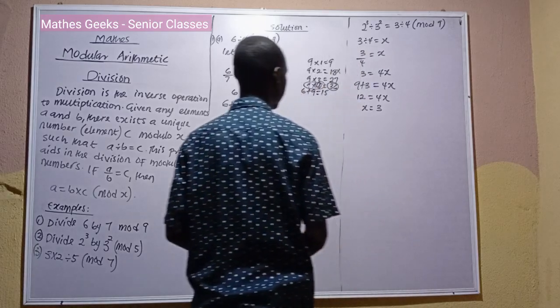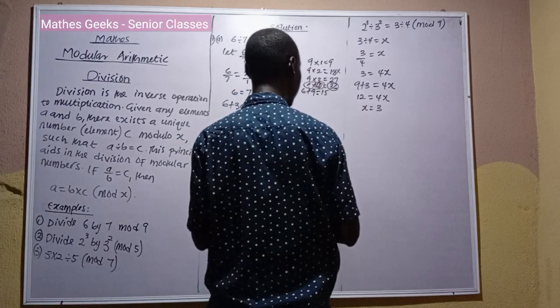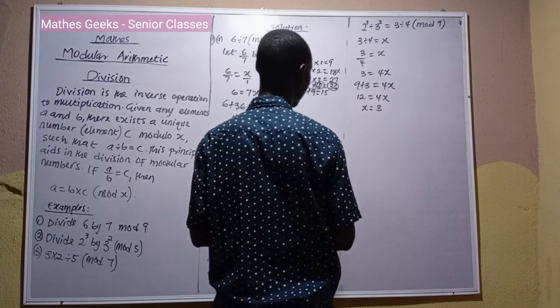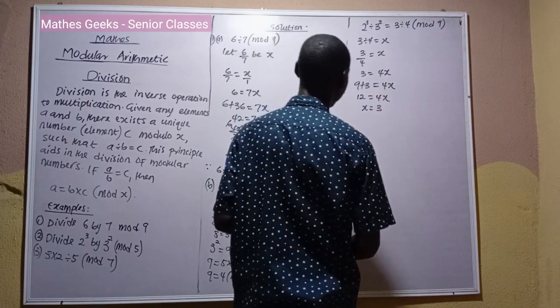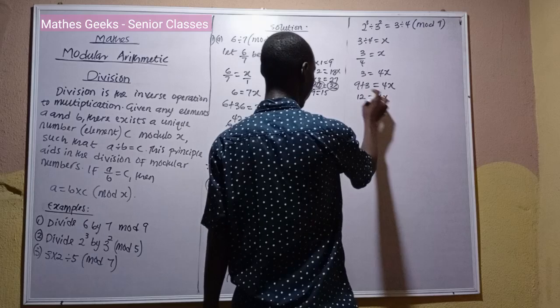Let's just check the next multiple. 9 times 2 is 18. 18 plus 3 is 21. Is 21 divisible by 4? Since we've gotten our answer, adding 21 is not divisible by 4.